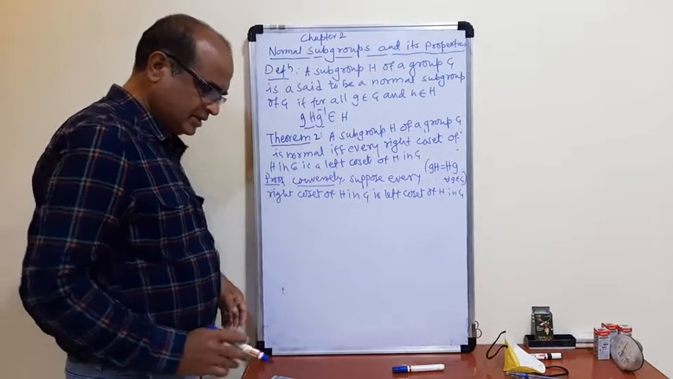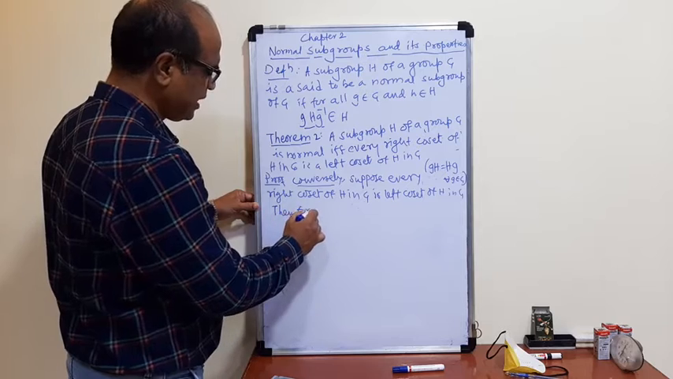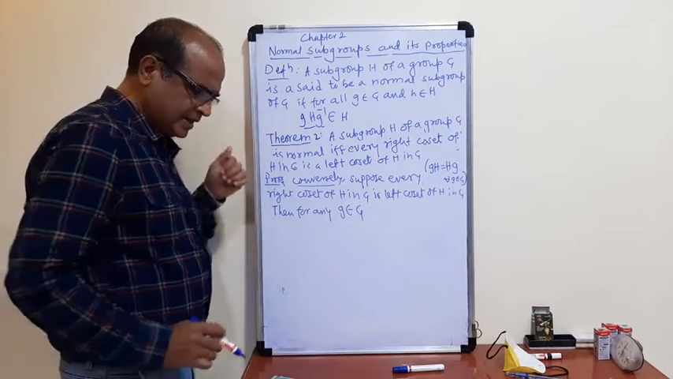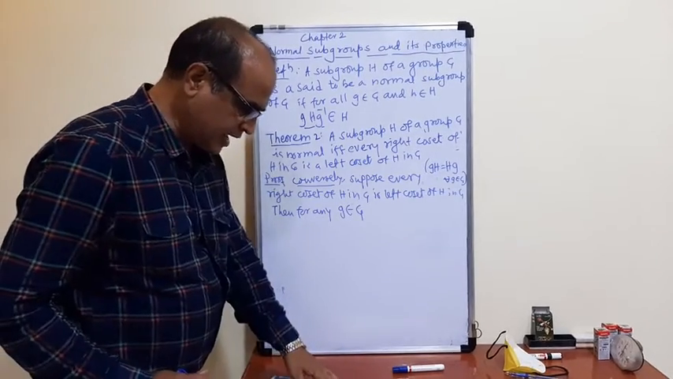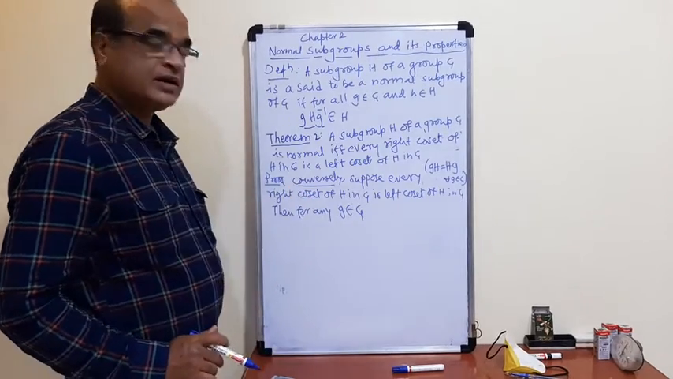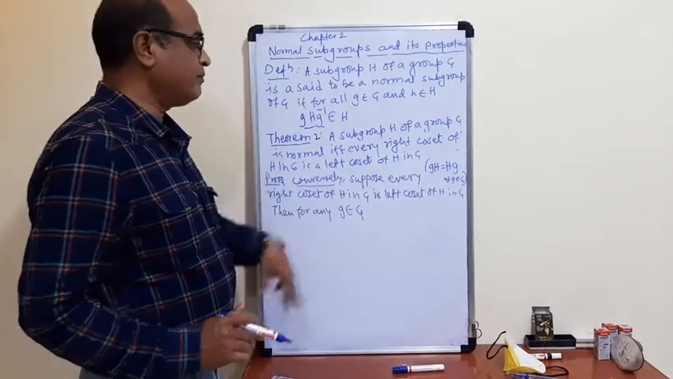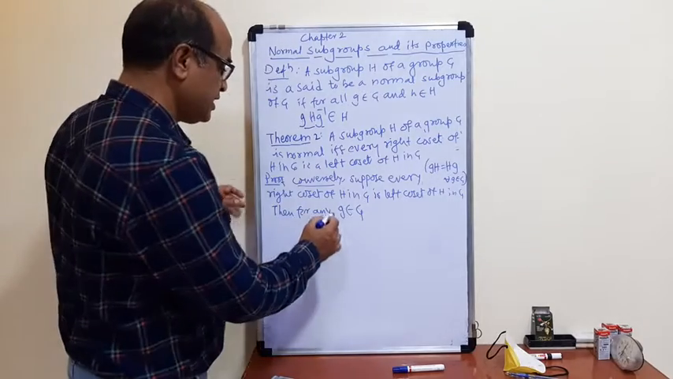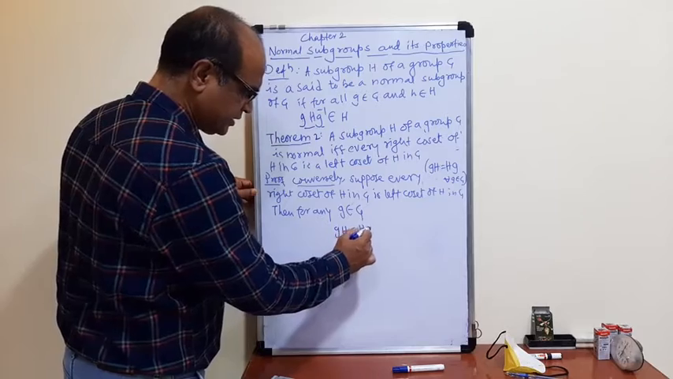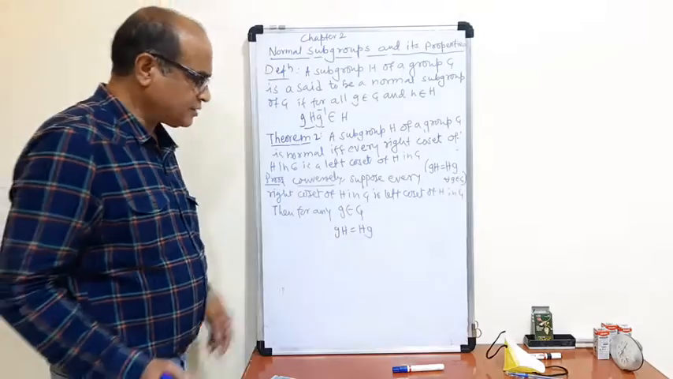Then for any g, an element of group G: suppose every right coset of H in G is a left coset of H in G, which means gH is equal to Hg. So this implies gH is equal to Hg, because the right coset is equal to the left coset. That is given here.